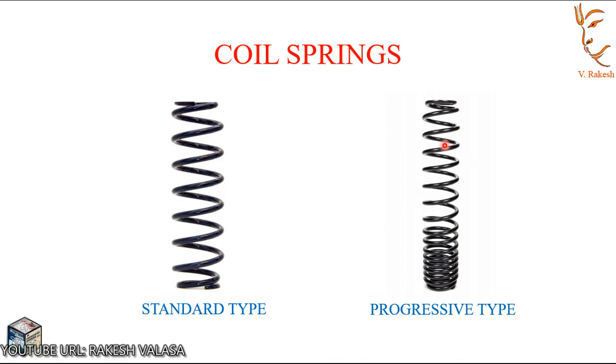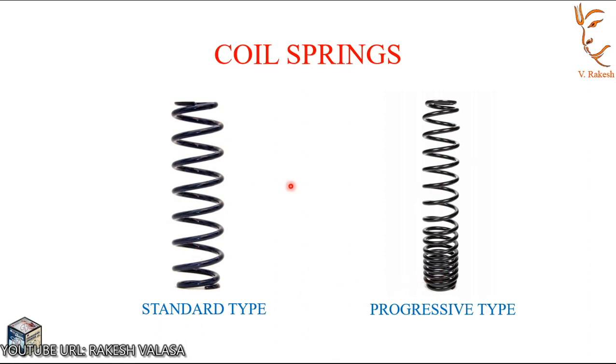Sometimes, instead of standard type of coil spring, progressive type coil springs are used in automobiles. In progressive type coil spring, the wire is wound into coils of progressively increased pitches. When the wheel hits a hole or bump, the larger pitch section absorbs shocks or impacts with the smaller pitch section of spring completely compressed.